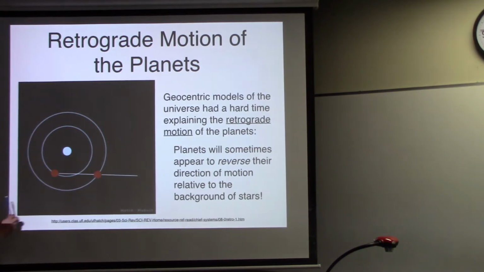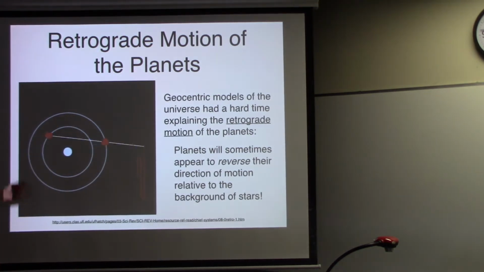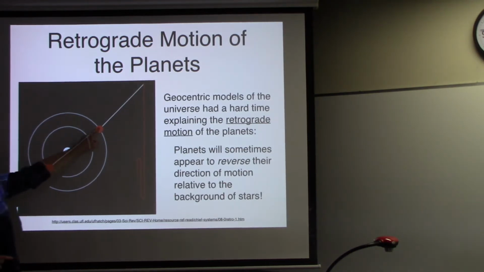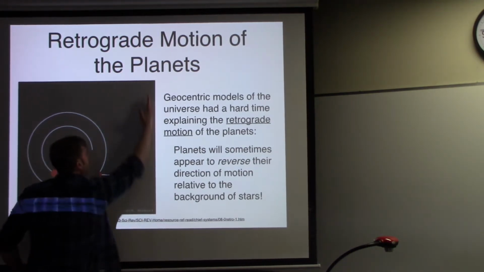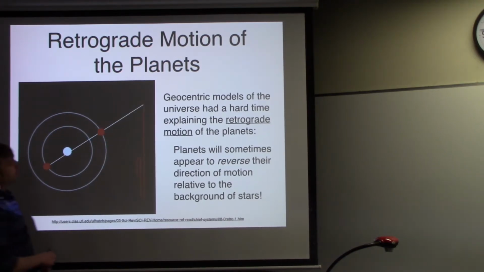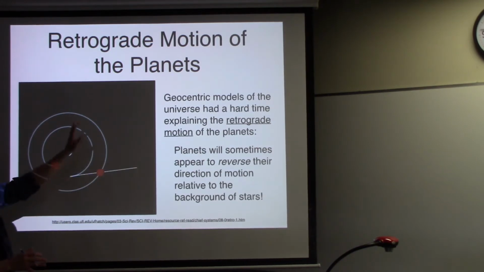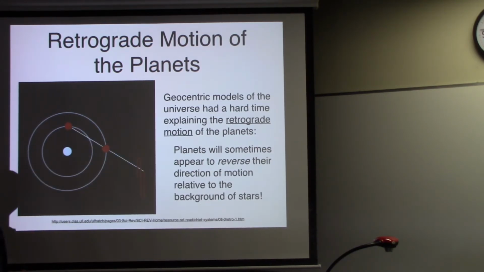So I want you in particular to look at this line right here, which basically traces how we would see this planet against the background of stars, because after all, that's how we observe the way planets move around the sky. We observe them against the backdrop of the stars.